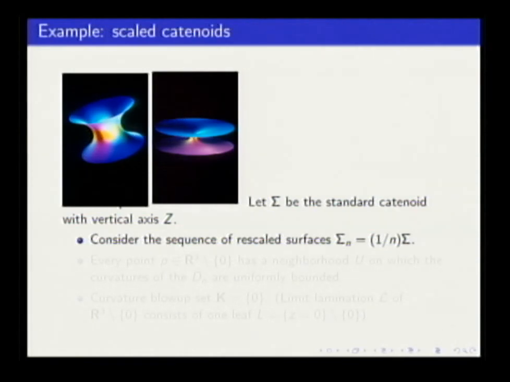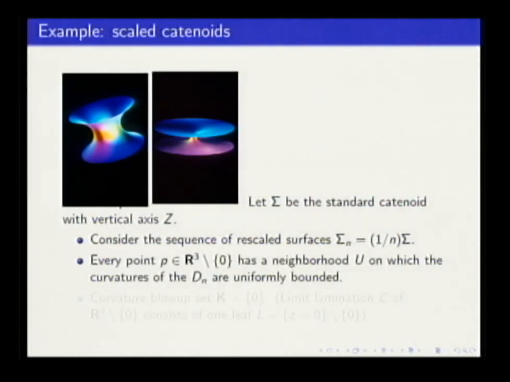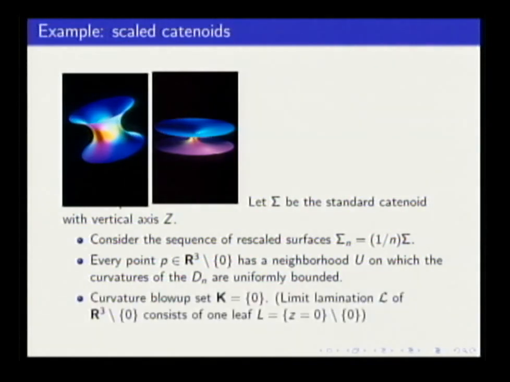Rescale it by multiplying by 1 over n, and sigma n is the rescaled catenoid. That's about n equal 10 on the right. And keep going, and every point away from the origin, I'm assuming that the origin is right at the center of the disk that's on the plane of horizontal symmetry of this surface, the curvature is uniformly bounded. In fact, it's going to 0. But there, as you can see, the curvature is blowing up. And the blow-up set is exactly that point. And the limit lamination consists of, in R3, one leaf, which is the horizontal plane. It's covered twice. And the convergence is smooth away from the origin.